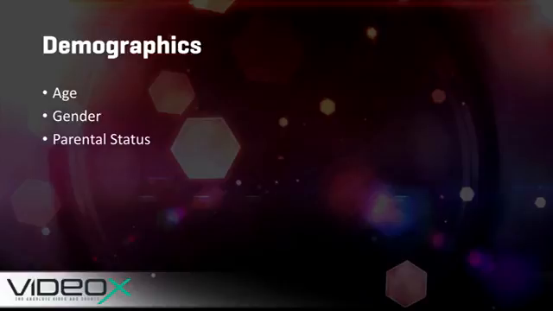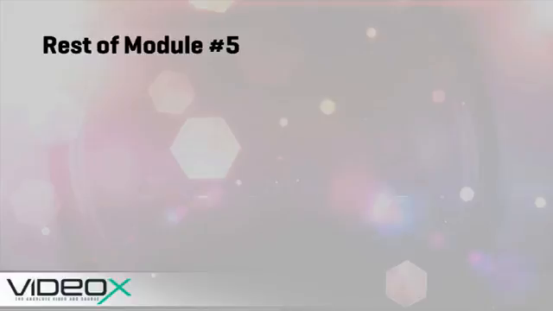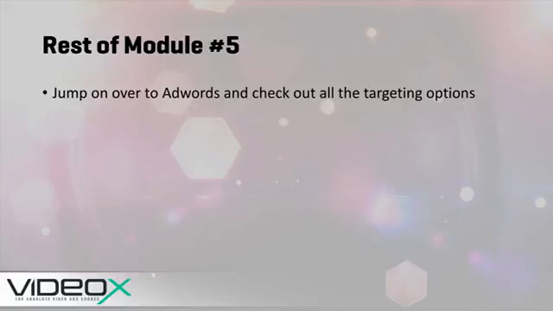Now, for the rest of module number 5, it's just the brief rundown on all the different targeting options. The rest of the module, we're going to jump over to AdWords and check out all the different targeting options. I'm going to talk about how to know what to target with each of those, which will be a little bit about the research process and how we go about finding these things. So that's the rest of module number 5. This wraps up the slide part, and the rest will be over on AdWords, and I'll be digging in, showing you how all of that works on AdWords.